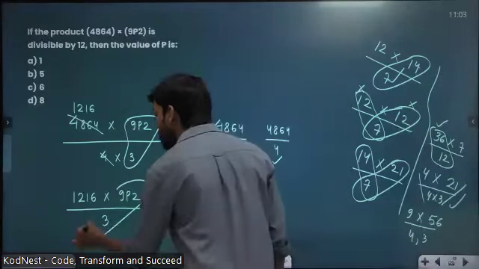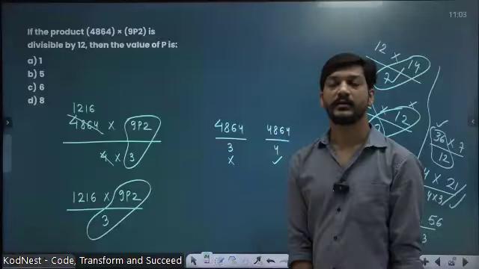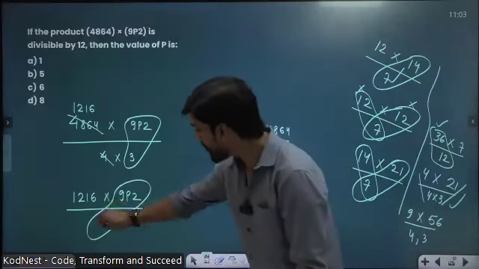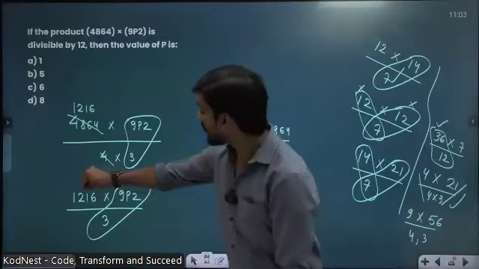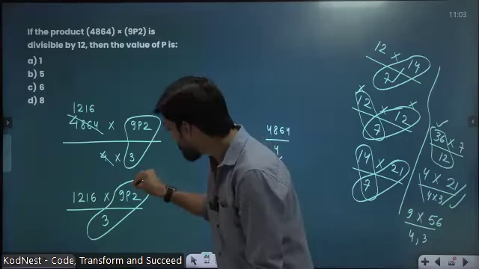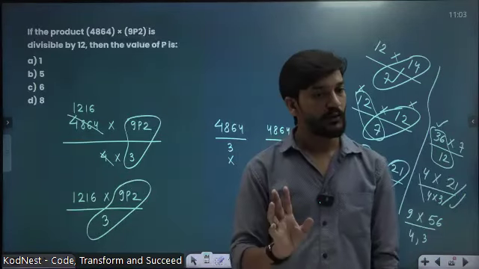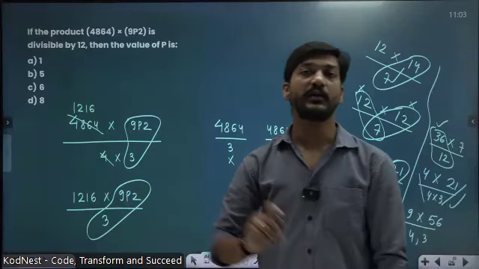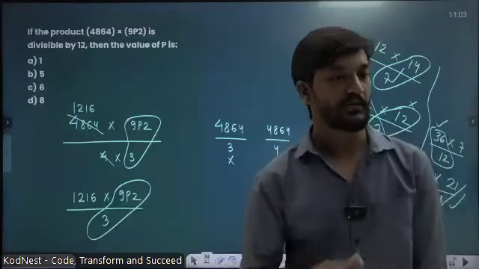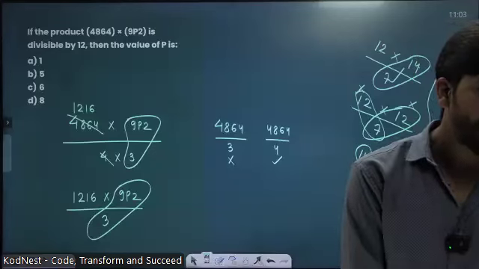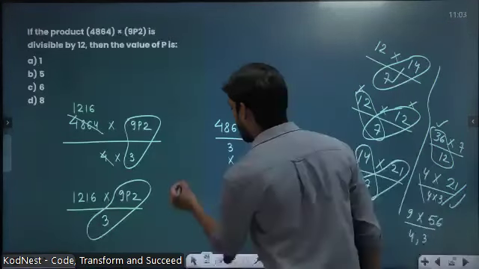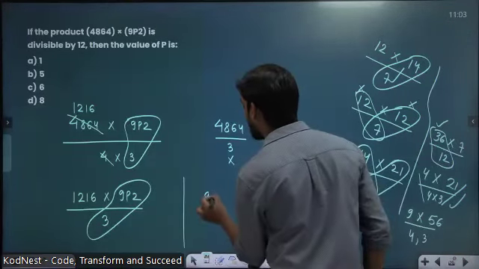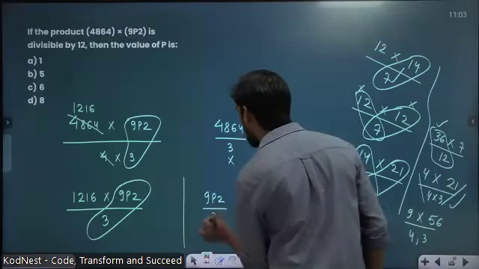Now this number is not divisible by 3. So the remaining should be, somebody has to take the responsibility of 3. If this is not taking responsibility of 3, so this has to take. So now answer. What should be the p-value so that this number is divisible by 3? Okay, 9p2 should be divisible by 3.